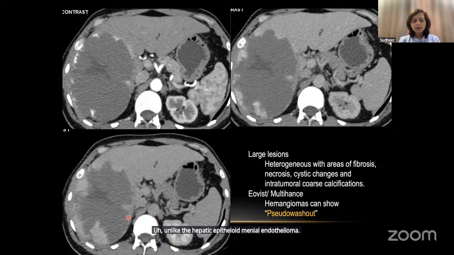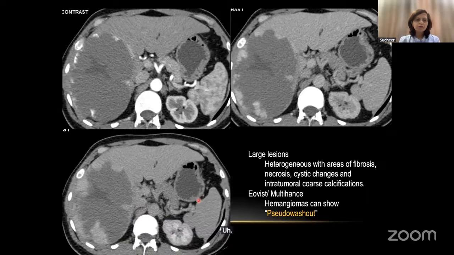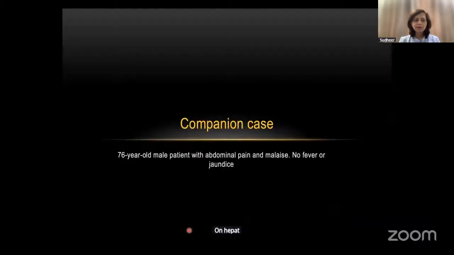because these lesions are not hepatocyte containing, and the flow of contrast within these lesions is not as slow as in hemangioendothelioma, so they show a washout on hepatobiliary phase images. So we have seen the benign counterpart of hemangioendothelioma. Let us see the malignant counterpart.